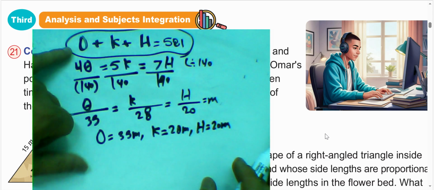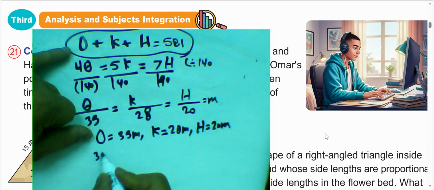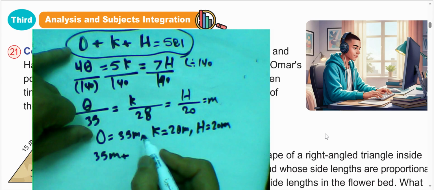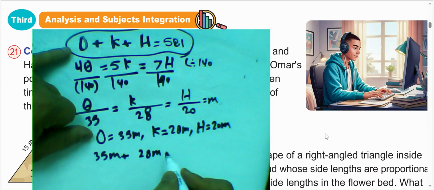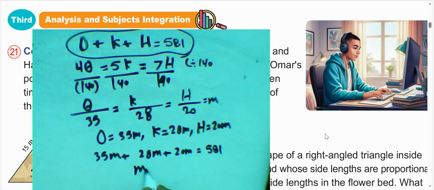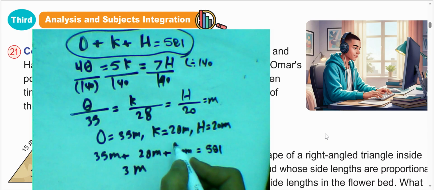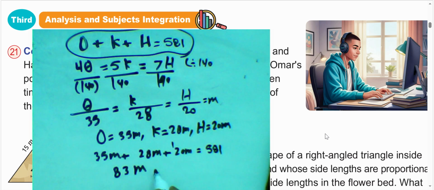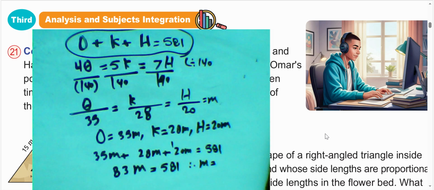Now we put in this relation the value of O, 35m, plus the value of K, 28m, plus the value of H, 20m, and the result will be 581. We can add: 0 plus 8 plus 5 equals 13, carry 1, 3 plus 2 is 5, 5 plus 2 equals 8. The result will be 83m equals 581. Then m equals 581 divided by 83. The result will be 7. This is the value of m.